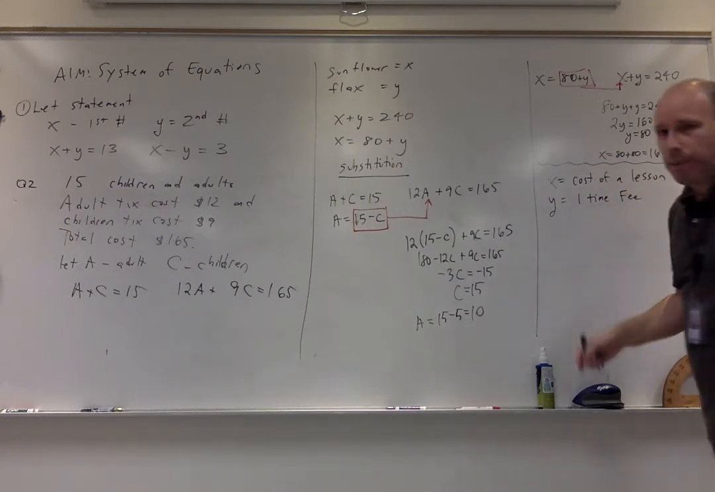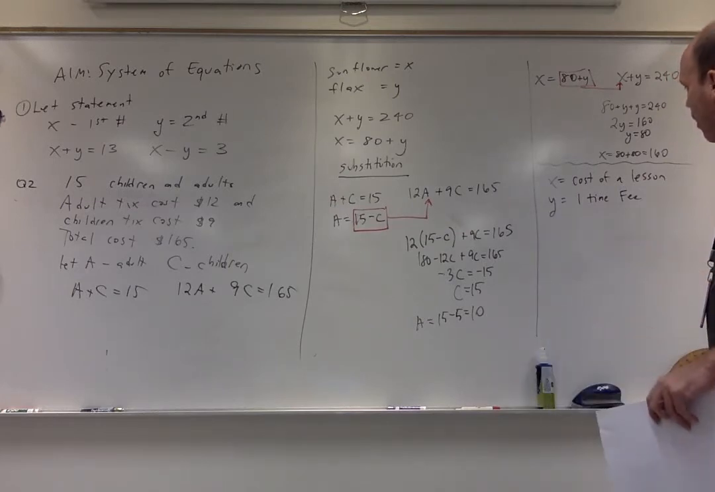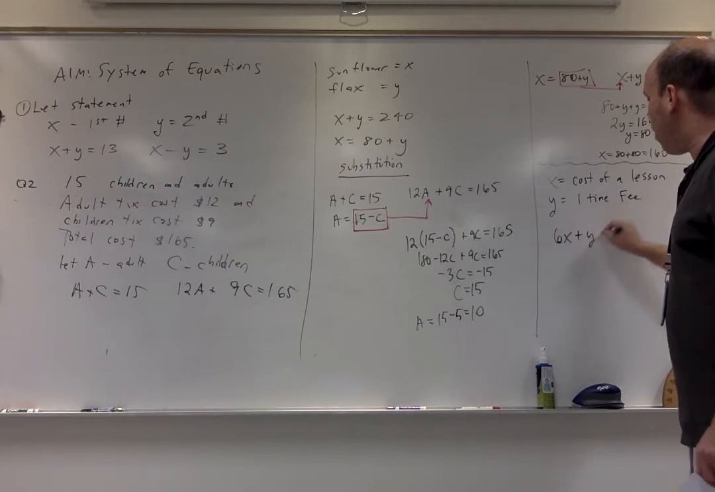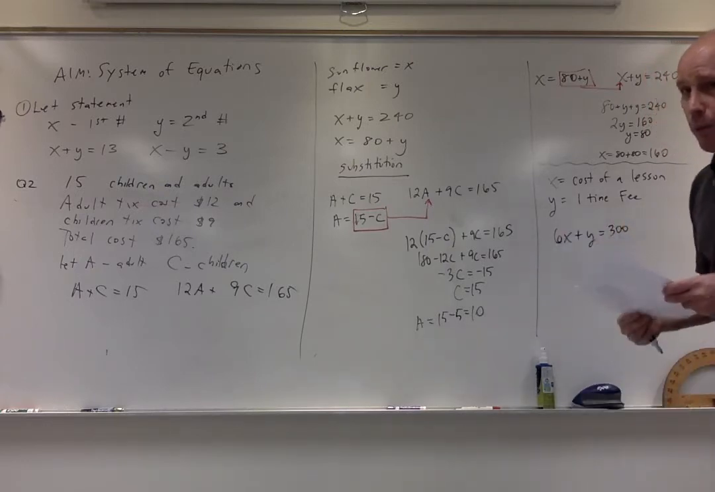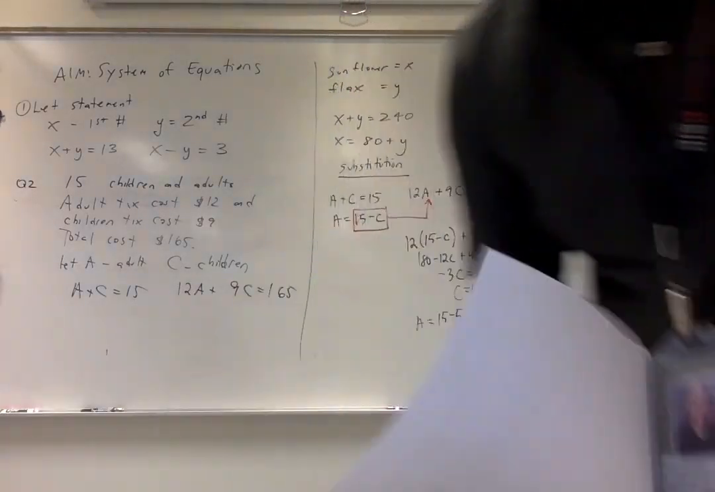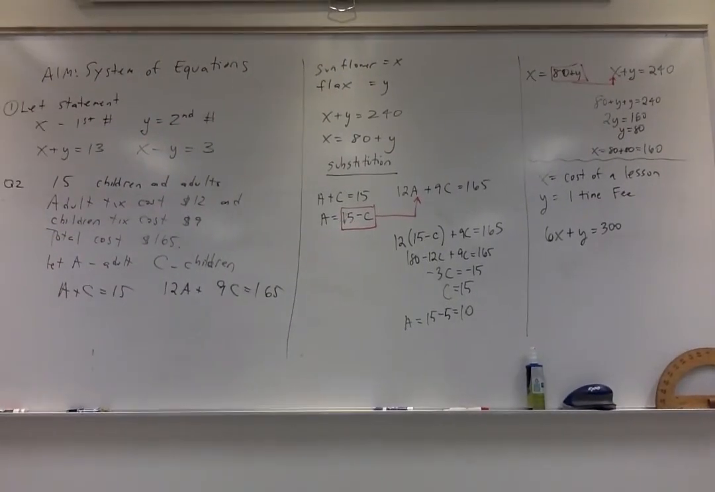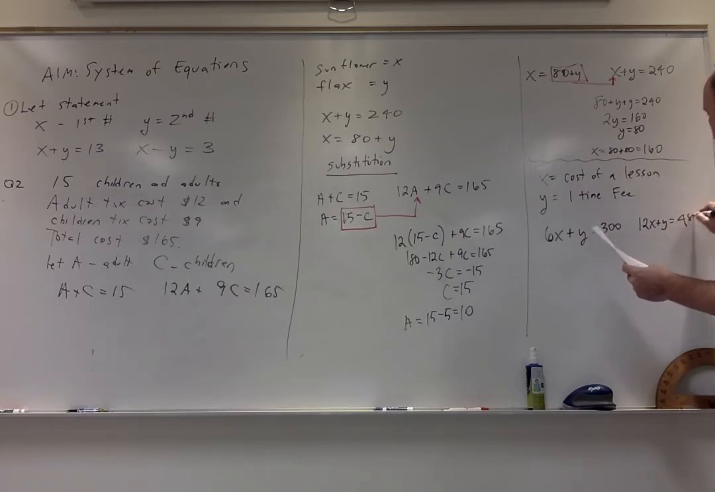Now let's construct some equations. Well, we know for 6 lessons, it's 300. So 6x plus y equals 300. And then what's the other equation? Once again, I have 2 unknowns. I better have 2 equations. Can everyone see the board? Shall I move it over? There we go. My second equation is, what do you think? Good. 12x plus y equals 480.